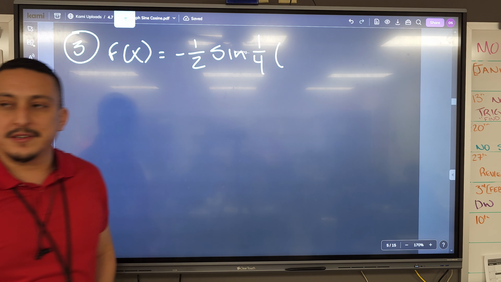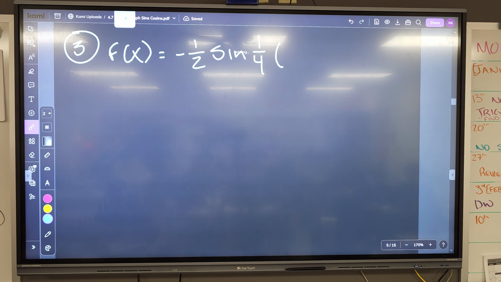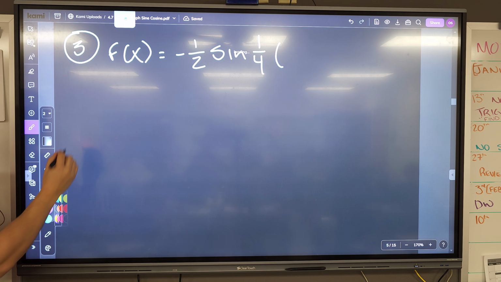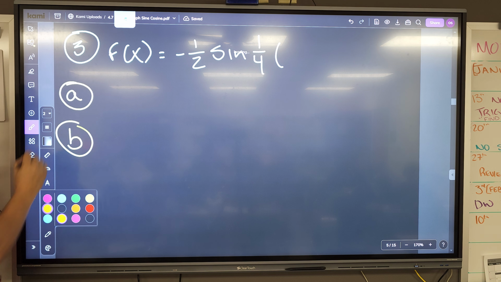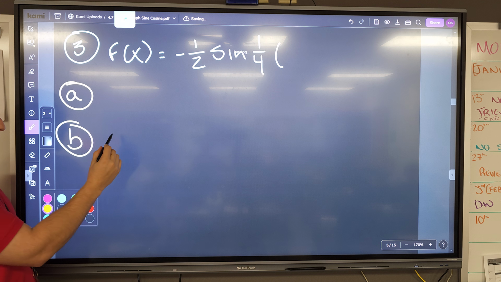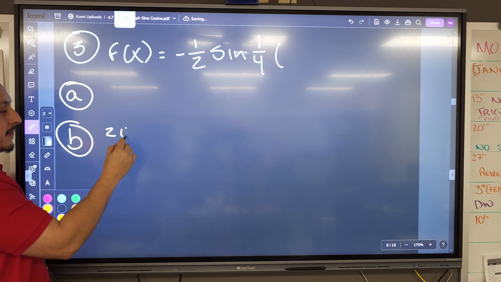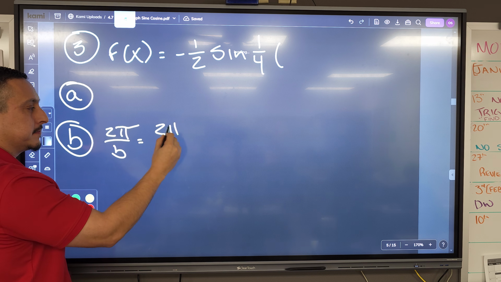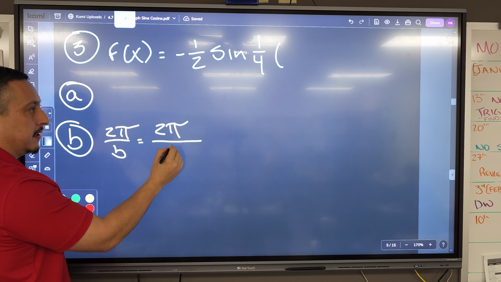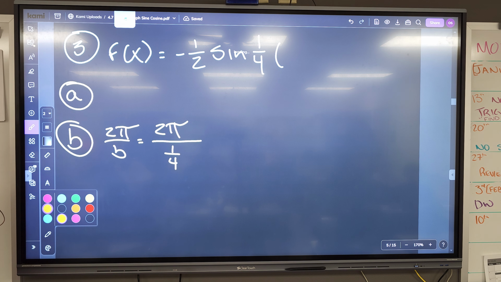Before I finish this problem, because I know if I finish it, you guys will knock it out real quick, I want to talk about the period of this one. I'm not going to finish it. Let's talk about the period. I have to help you first with the period. It's 2 pi over b, right? What's b on this one? 1/4. Here's the problem.